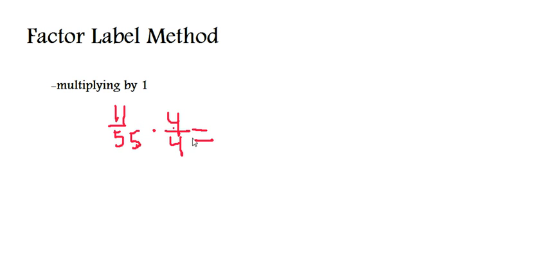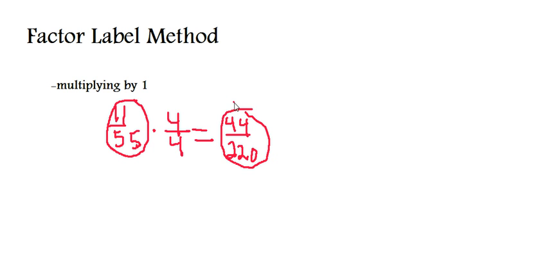So if I go ahead and carry out the calculation here, 11 times 4 is 44. That's my numerator. The denominator is 55 times 4, which is 220. And if you used your calculator, you could verify that 11 over 55 has the same value as 44 over 220. In fact, they both equal 0.2. So there's the first example.